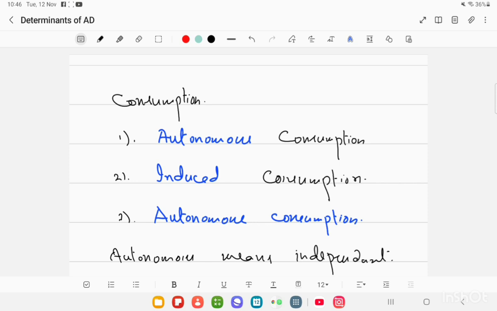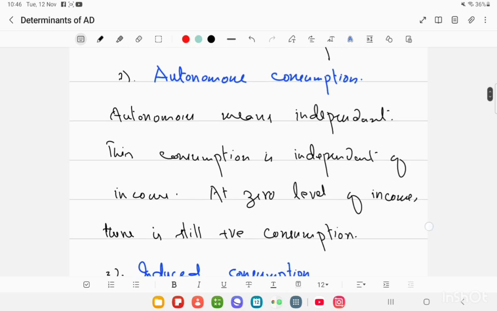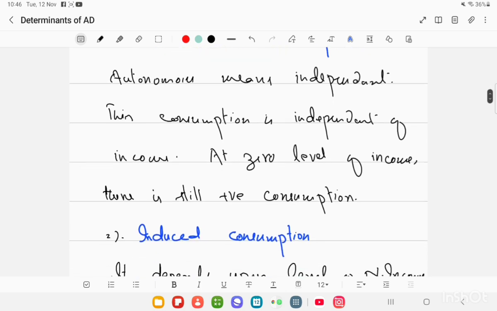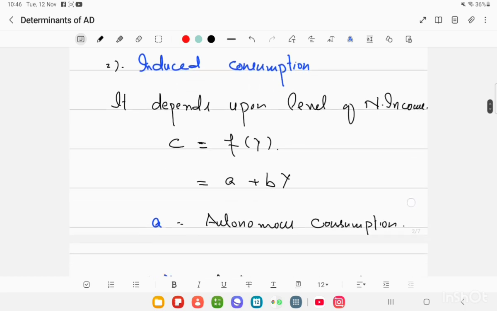The same is the case here. Autonomous consumption means consumption which is independent of the income level. Even if the income level is zero, consumption does not equal zero, it will remain positive. That is called autonomous consumption. Whereas induced consumption is dependent upon the level of national income. So it depends on how national income is changing, and that changes the consumption in the economy. At zero level of income, there is still positive consumption under autonomous consumption, while induced consumption depends upon the level of national income.